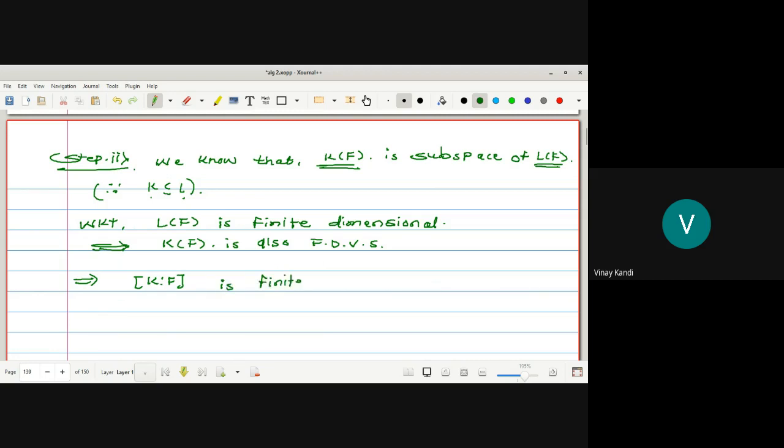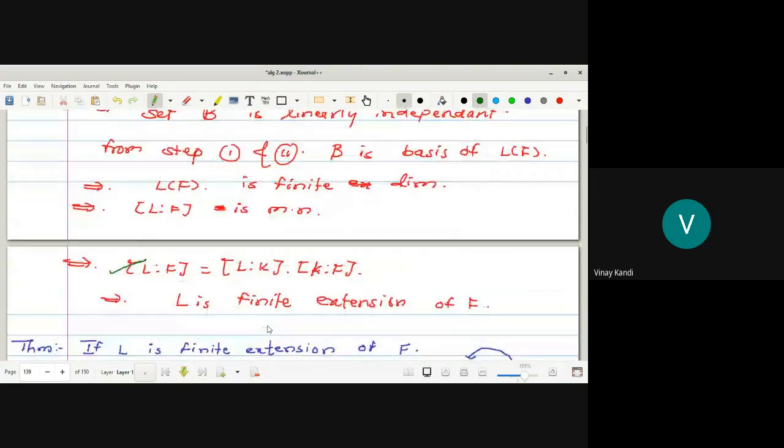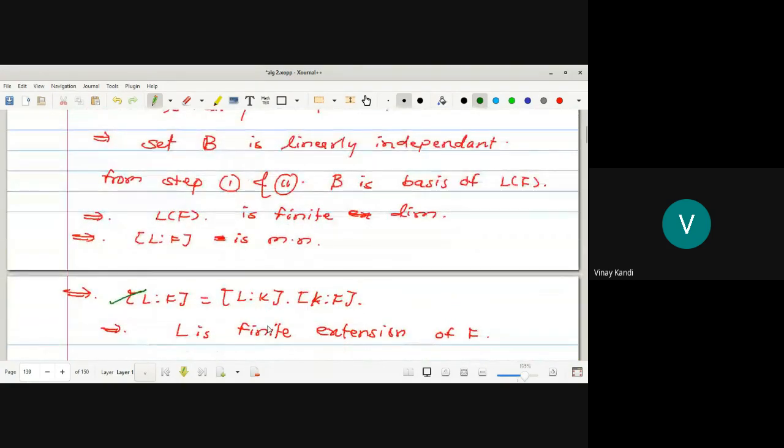Okay, so by previous theorem we can write degree of L over F is equal to degree of L over K into degree of K over F. Okay. L over F is equal to L over K into K over F.